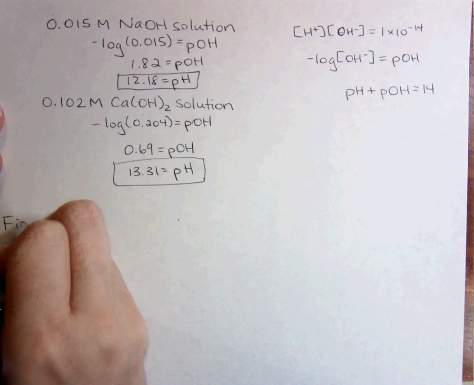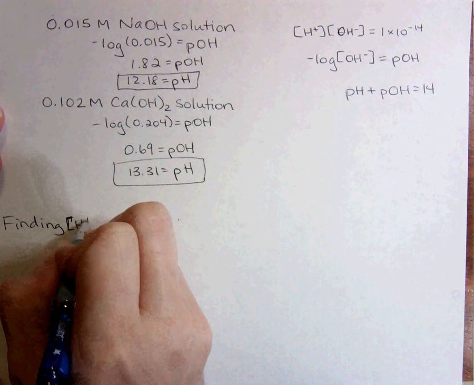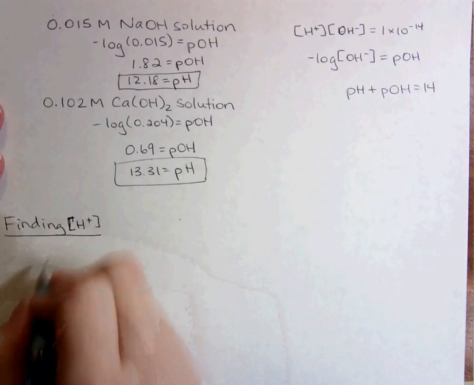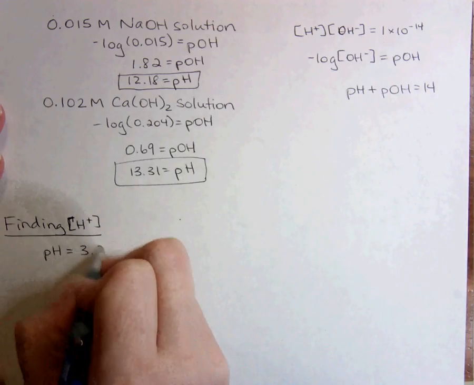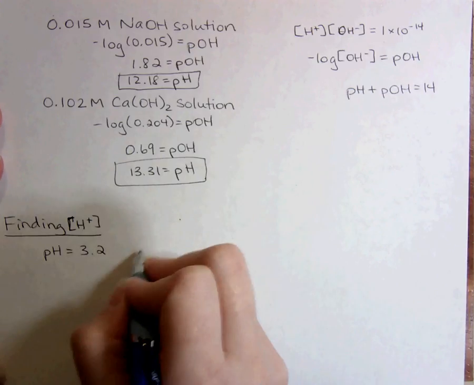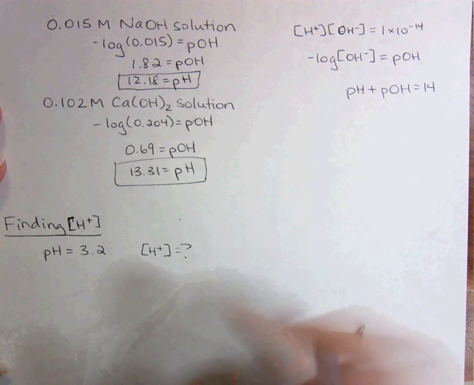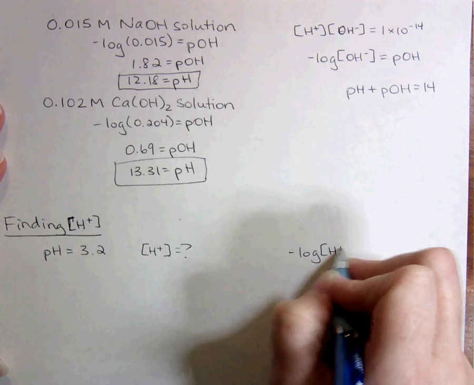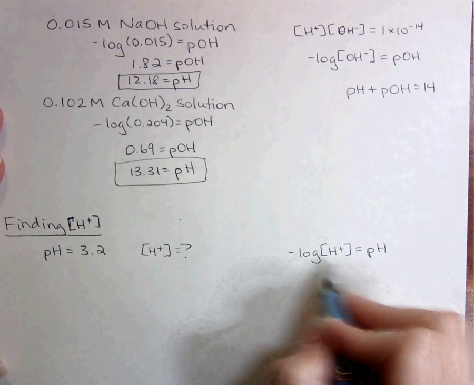Now the reverse of this, if I need to find concentration, if I'm finding the hydrogen ion concentration, what I'm going to have to do here is it'll give me a pH. Let's say I have a solution with a pH of 3.2 and I want to know the H plus concentration. So what I need to do is the opposite of what I was doing before. I had negative log of my H plus concentration gives me pH. So I want to do the opposite of this. I'm going to solve for my H plus.